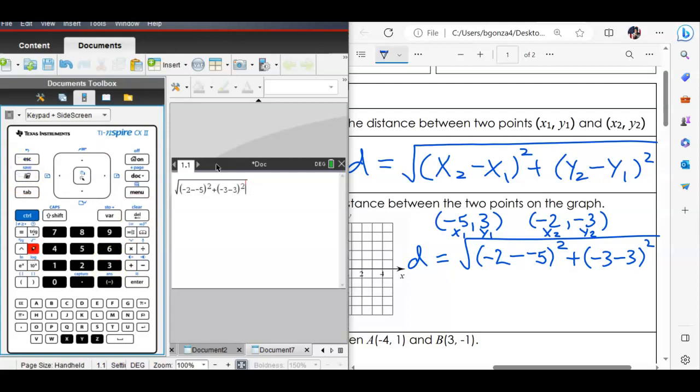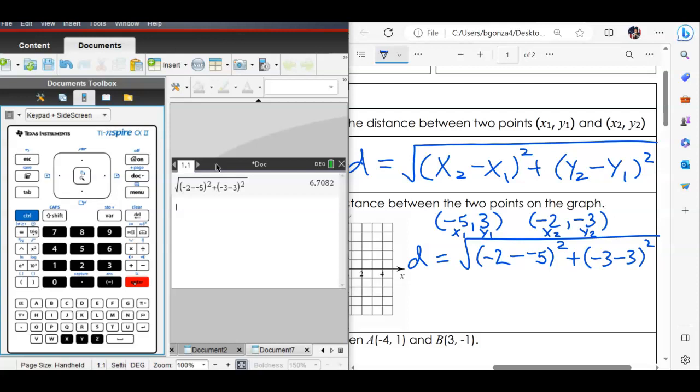It should look just like this. The square root sign should be going all the way across. Okay? If you can type it correctly, hit enter, and you'll get your answer. I get 6.7082. We're going to round to the nearest tenth. So 6.7. The next number is a 0, which means it does not round up. It stays 7.